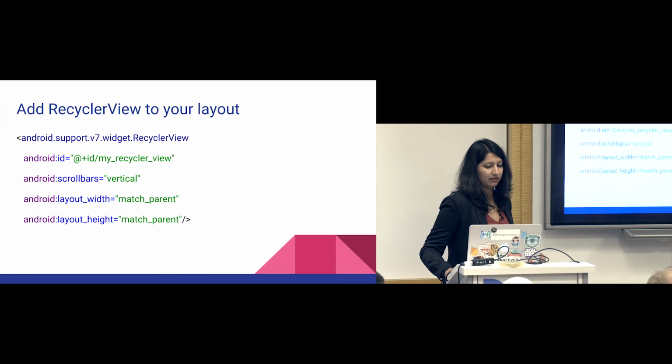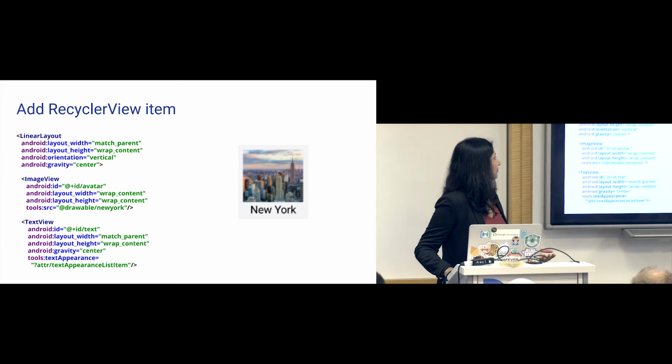Very simple to add a recycler view to your layout. Just say that you're going to use the widget recycler view. Make sure the scroll bars are either vertical or horizontal. And then add your recycler view item. If you want to add an image view and a text view, you can do that. And that's pretty much it.